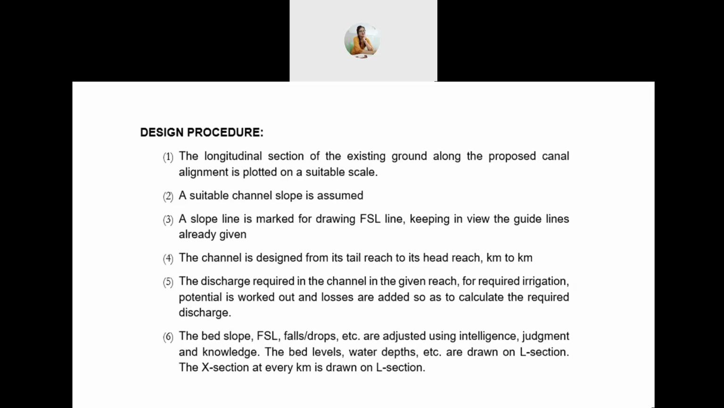Number 5, the discharge required in the channel in the given reach for the required irrigation potential is worked out and losses are added so as to calculate the required discharge. Number 6, the bed slope, FSL, falls or drops, etc. are adjusted using intelligence, judgment, and knowledge. The bed levels, water depths, etc. are drawn on the L section. The X section at every kilometer is drawn on the L section.